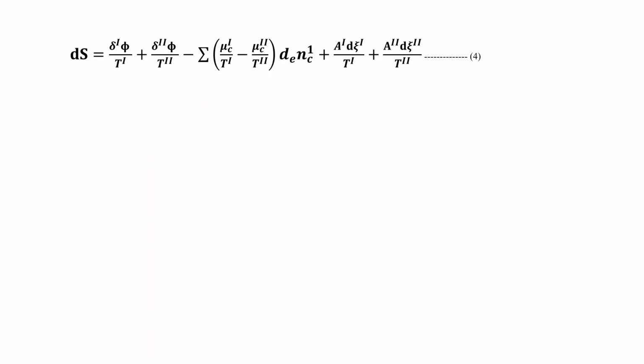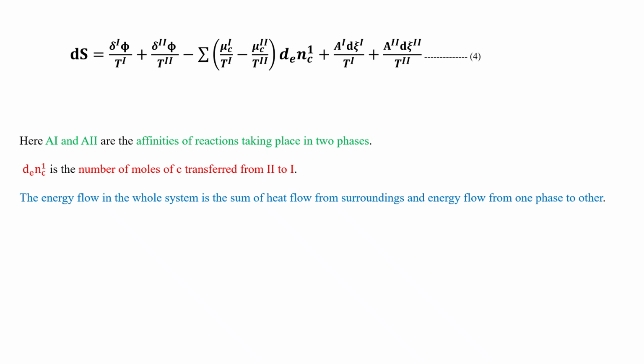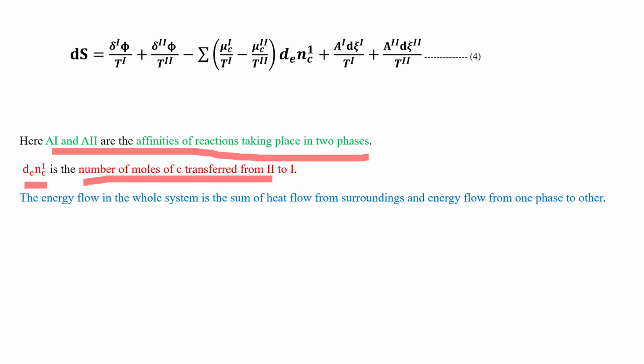Now here you can see the same equation which I have exhibited in the previous slide. So here A1 and A2 will be the affinities of the reactions taking place in the two phases. D e n c means the number of moles transferred from 2 to 1. So here the superscript 1 represents the exchange of the number of moles transferred from phase 2 to phase 1.